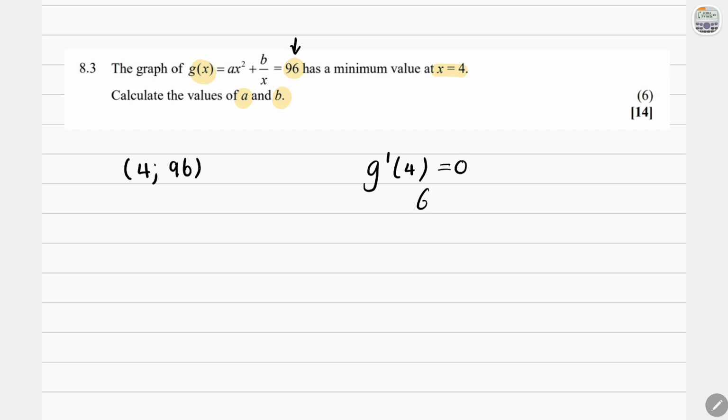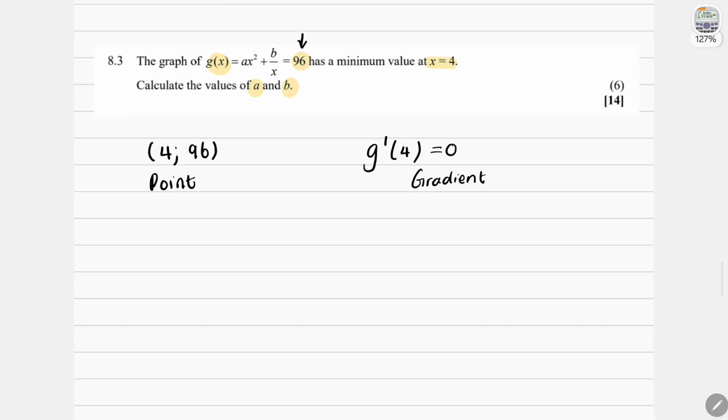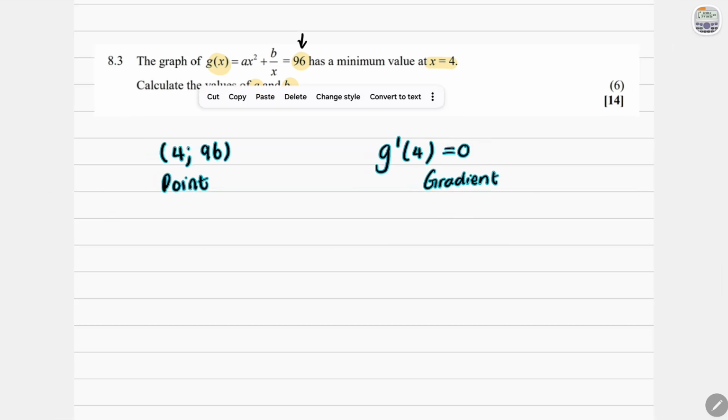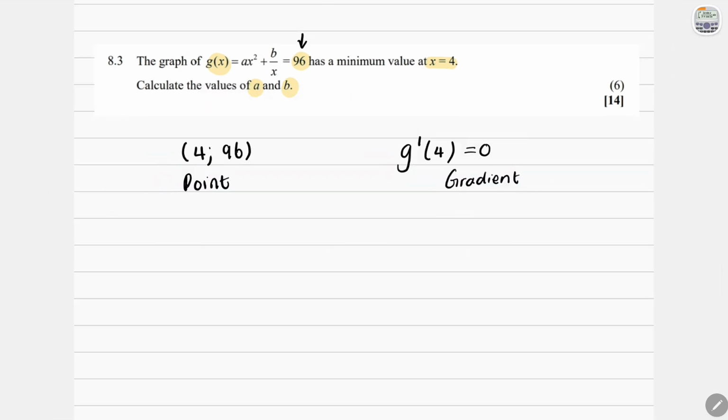We have the information about the gradient of this function, and we have information about a point on this graph. And it is just enough to find the values of a and b. Let's go. So we can start by substituting this in place of x and y. So we're taking g of x being equal to ax squared plus b over x. And the x value is 4, so it's g of 4.